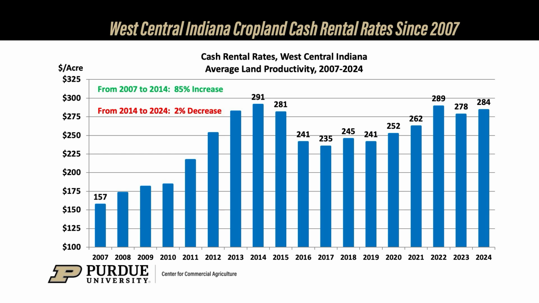And if you think about the comparison, you mentioned 2007 to 2014, 85% increase in cash rental rates. From 2014 to 2024, you just take those two endpoints, essentially no change, right? Flat. Pretty flat. And those are in nominal terms. You adjust for inflation, actually, those rental rates have come down a little bit, right? So let's think a little bit about the relationship between cash rental rates and net returns to land.